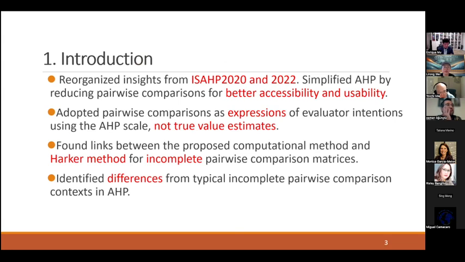This presentation builds on the results I reported at ISAHP 2020 and 2022. At that time, my goal was to propose a method that makes AHP more accessible to the general public. This time, I will introduce how the method I proposed was found to be equivalent to applying Harker method. Do you know Harker method? For incomplete pairwise comparison matrices in the context of AHP.